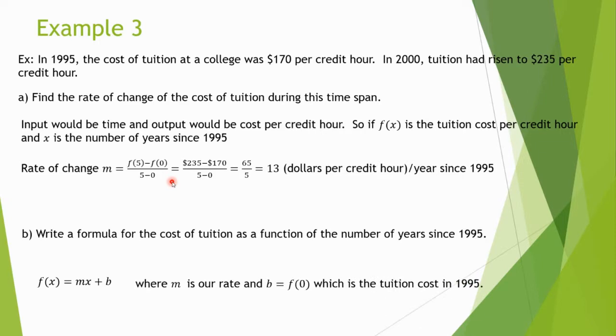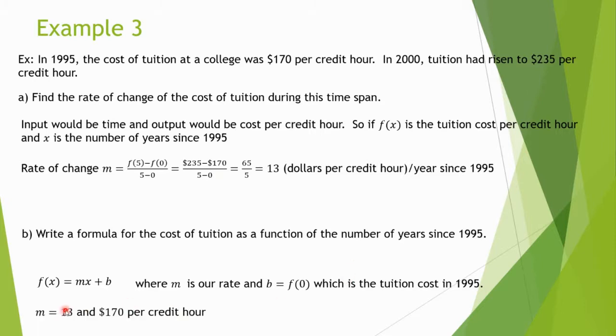Okay, so what do we have? Well, we have m as our rate, and f of 0 is time since 1995. That's what they imply over here, a function of the number of years since 1995, right? That's also how we got our rate of change, well, in terms of those units.